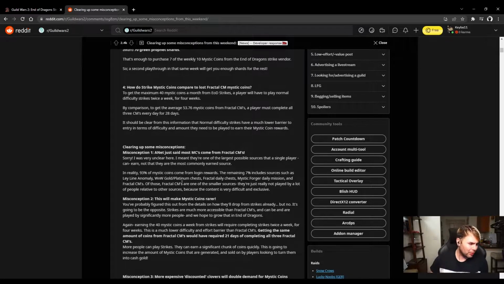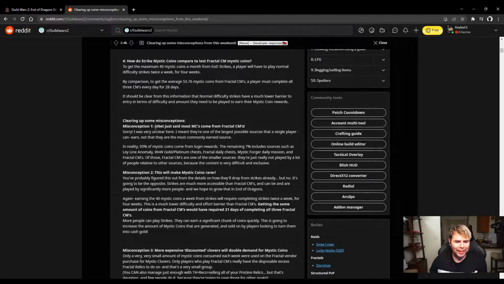So here's the misconceptions, right? Misconception one, Anet said most Mystic Coins come from Fractal CMs. I was very unclear. I meant that they're one of the largest possible sources that a single player can earn, right? In reality, 93% of Mystic Coins come from login rewards. The remaining 7% include sources such as Leyline Anomaly, World versus World, Fractals, Mystic Forge, and Fractal CMs.